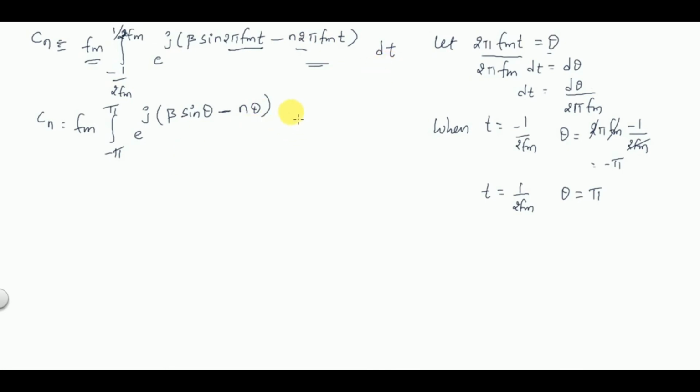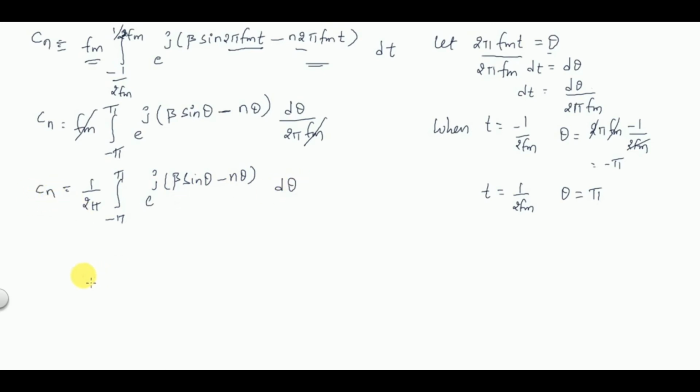Okay, so what is dt? Dt is d theta divided by 2 pi fm. So fm gets cancelled out. Integration is with respect to theta. Fm is a constant, you can write it outside. So 1 by 2 pi I am writing outside: 1 by 2 pi integral from minus pi to pi of e power j beta sine theta minus n theta d theta.